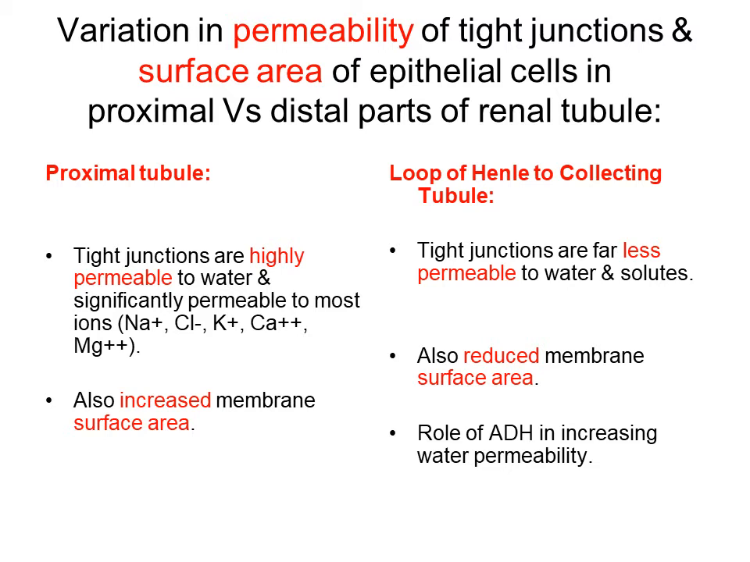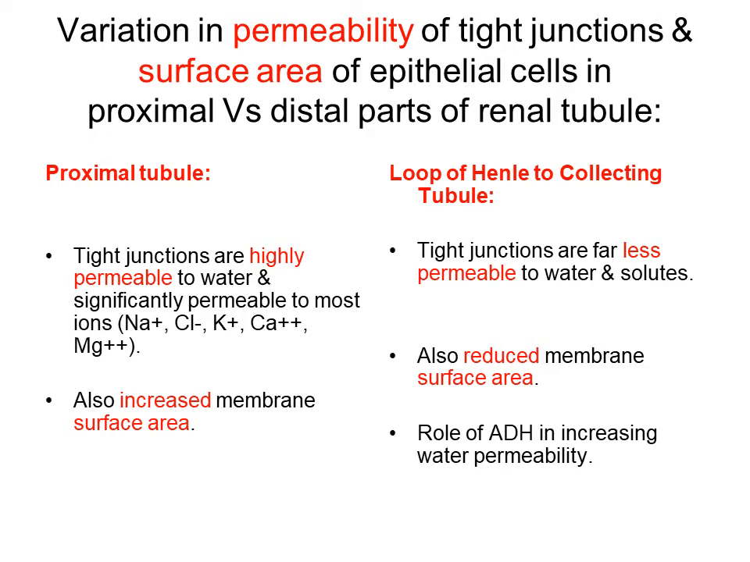There is a variation in the permeability of tight junctions and surface area of the epithelial cells in the proximal and the distal parts of the renal tubule. We have already seen that the tight junctions in the proximal tubule are highly permeable to water and significantly permeable to most of the ions like sodium, chloride, potassium, calcium, and magnesium. And also the epithelial cells have a much increased membrane surface area.